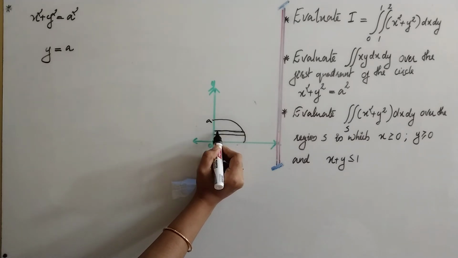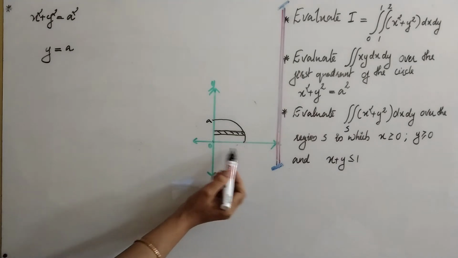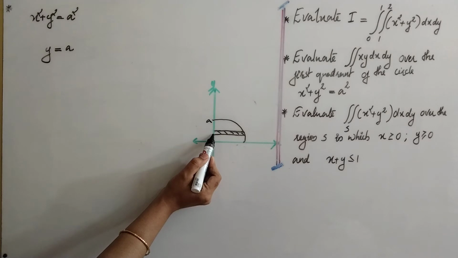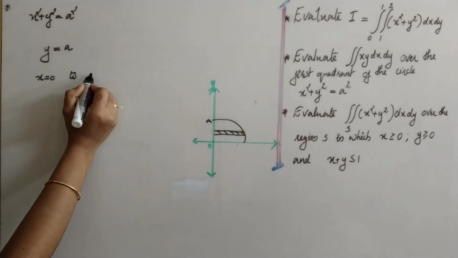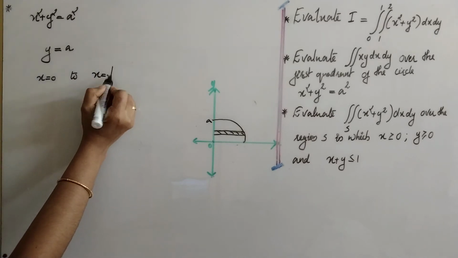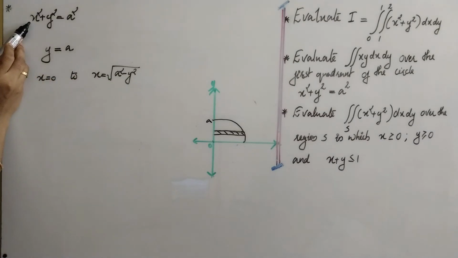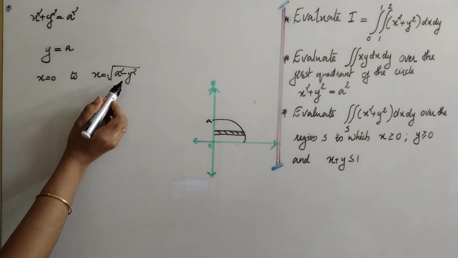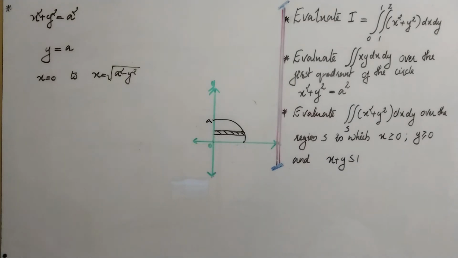I am drawing one such strip. Consider strips parallel to the x-axis, and each strip varies from x equal to 0 to x equal to root of a square minus y square. From this equation, x square is a square minus y square, or x is equal to the square root of a square minus y square. So each strip varies from x equal to 0 to x equal to root of a square minus y square.